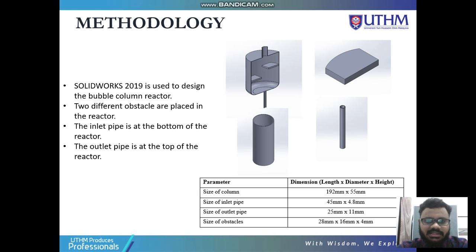Okay, next, this is the designed bubble column reactor using SolidWorks 2019. As we can see, there are two barriers in my model. The inlet pipe is the smallest in diameter, and then the outlet pipe is bigger in diameter. Okay, below are the parameters I have mentioned in the slides.